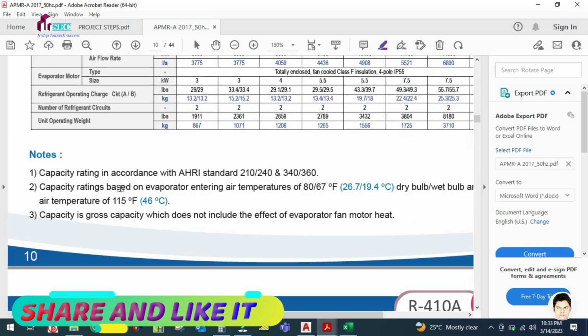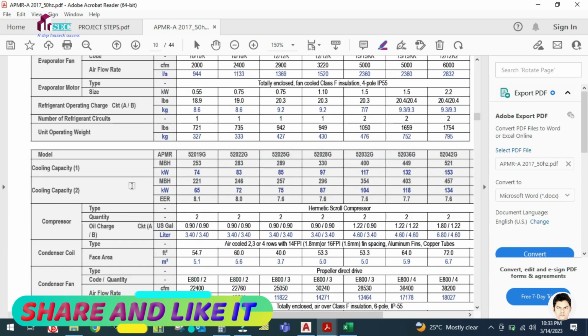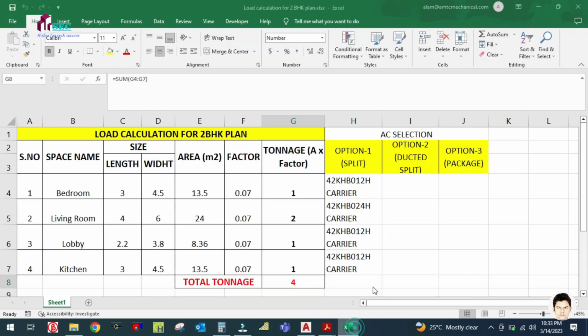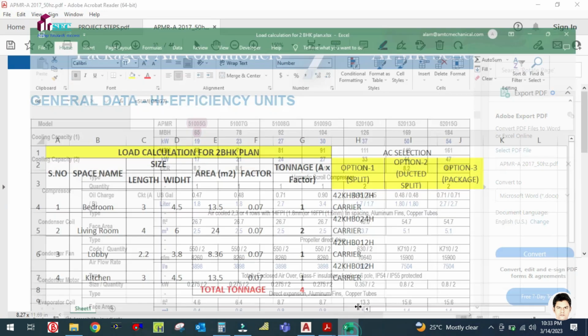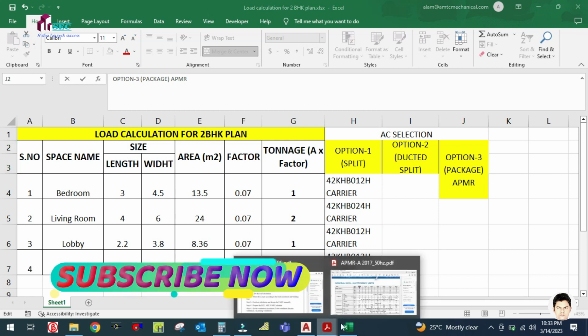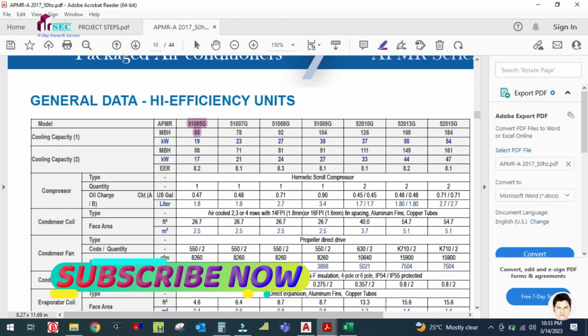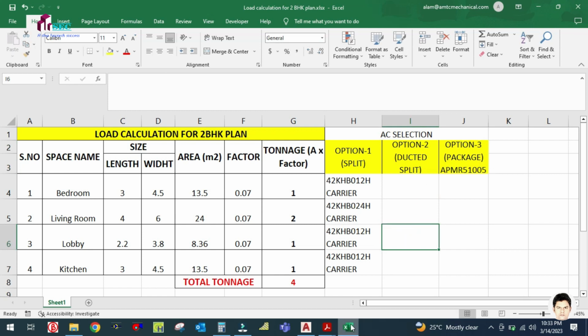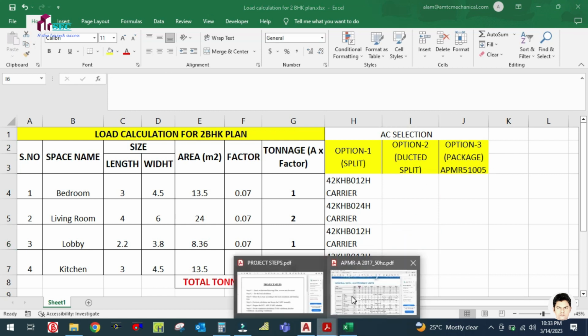And this, so we have to select this model, that is 51005G APMR. Okay, so this is how we are selecting the package AC unit.